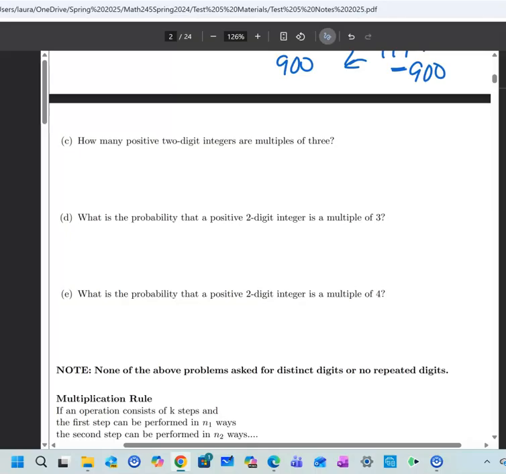Okay, so now let's do that same kind of thing for multiples of 3. Two-digit integers this time. So the first would be 3 times 4, and I'd go all the way up to 3 times 33. So I'd want to count the number of numbers from 4 to 33, and so that gives me 30. So that's the number of positive two-digit multiples of 3.